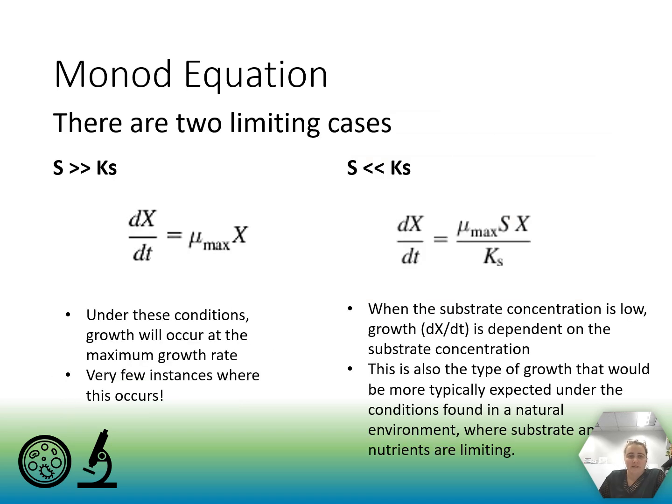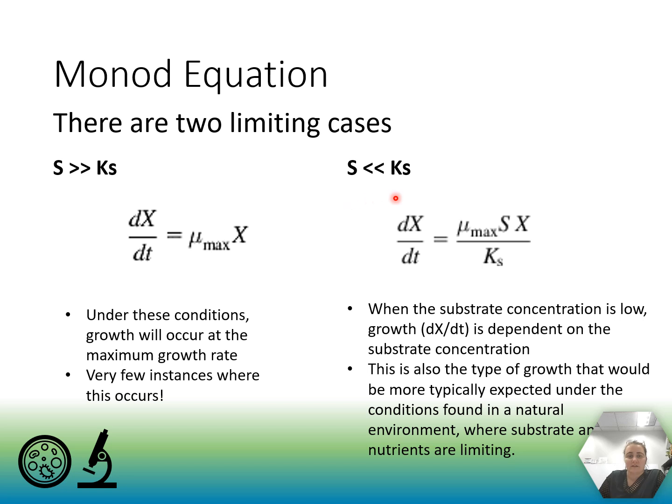So two limiting cases that we just talked about, right? The substrate is greater than the affinity constant. If that's the case, our equation would simplify to a change in number of cells per time would be equal to the max specific growth rate times the number of cells. So in that condition, growth will occur at the maximum growth rate. Very few instances where that actually occurs in real life, right? Or we have enough substrate. We are always limited by substrate in real life, so this condition is almost never met.